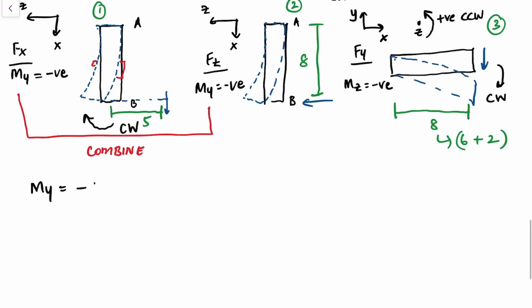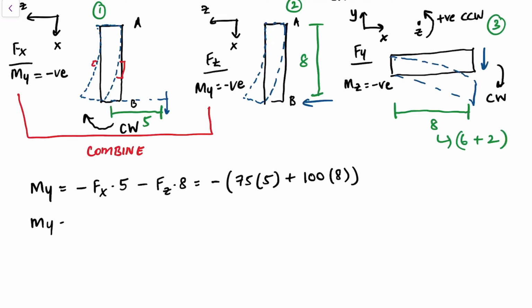and both these moments will add because they're both negative. So it's going to be negative Fx times 5 minus Fc times 8. Fx we have, so I'm going to pull out the negative, it's going to be 75 times 5 plus, Fc is 100. Again, I pulled out the negative, so that's why it's a plus. I factored it out, times 8. And so My is equal to negative 1175 pounds of force inches.